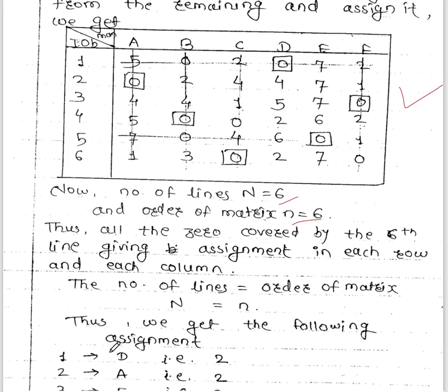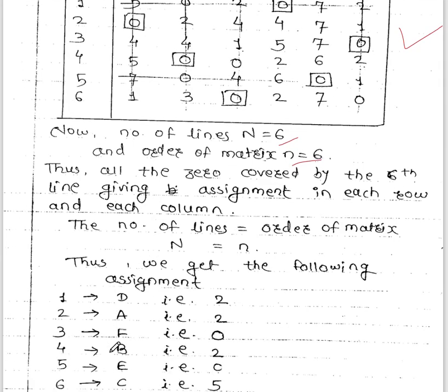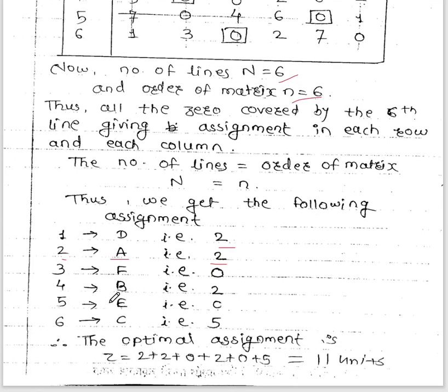Now we will find out the total assignment. First group is assigned to the D group and the number of persons is 2. Second group is assigned to A group and the number of persons is 2. Then the third group is assigned to F, number of persons is 0, that is a dummy group. The fourth group is assigned to B group, number of persons is 2. The fifth group is assigned to E, number of persons is 0. And the sixth group is assigned to C, number of persons is 5. Okay, so this is the total assignment.